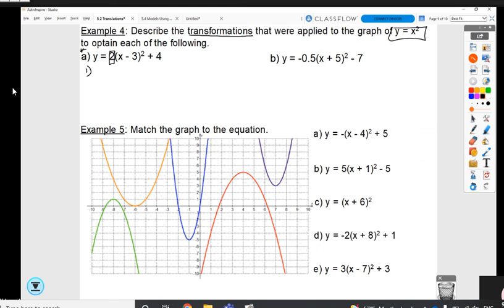How can we use the nerdiest language possible to explain what the A value of 2 really did to this quadratic y equals x squared? Well, we could say there was a vertical stretch by a factor of 2. And that's what that A value did. Because it's a whole number and not a fraction, it becomes a vertical stretch by a factor of 2.